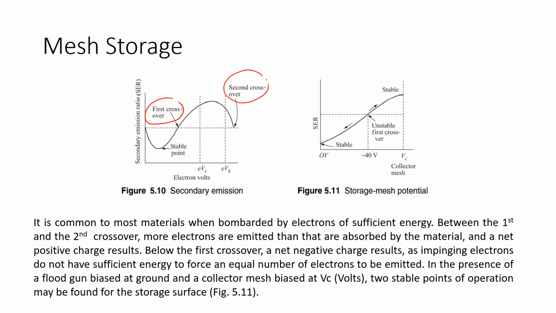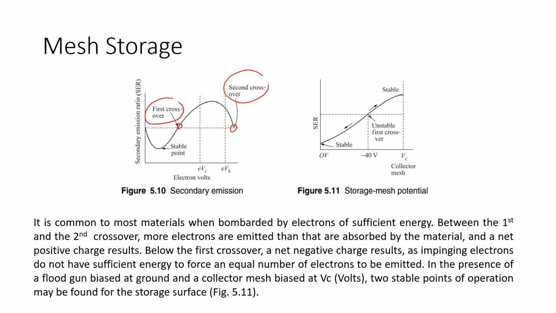You can see we have two crossovers here. This is the first one, and then the second one, and between the first and the second, more electrons will be emitted than absorbed by the material, so we have a net positive charge. Before the first crossover, a net negative charge results, because the electrons don't have sufficient energy, so very few electrons are emitted from the material.